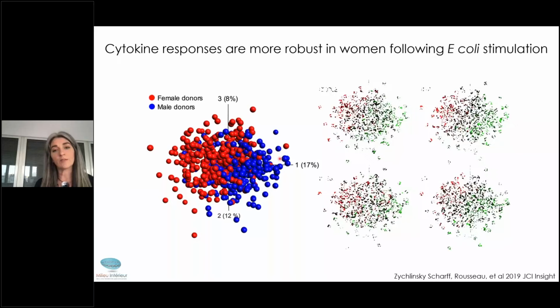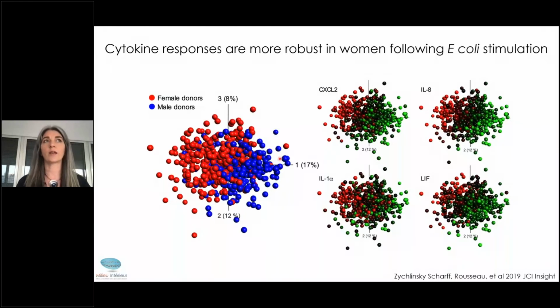And then what we did is we looked to see the different cytokines that we know are differentially expressed in the mouse. We looked to see which ones we had in that NanoString analysis, and we overlaid their expression on this PCA plot. What you can see here in red is higher expression, and green is lower expression. What you can appreciate from these four cytokines that I'm showing you here is that the expression of CXCL2, IL-8, LIF, and IL-1 alpha are all higher in the female donors compared to the male donors.